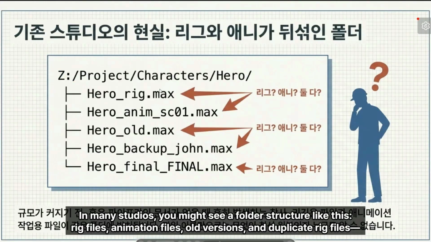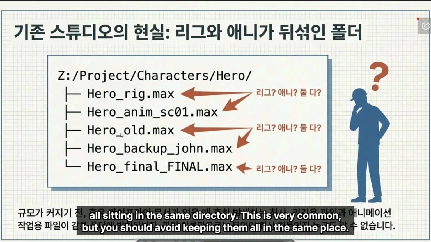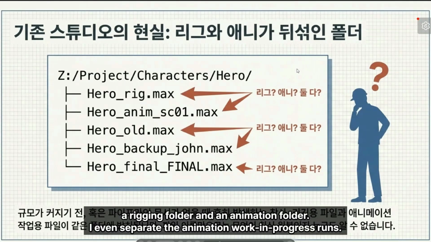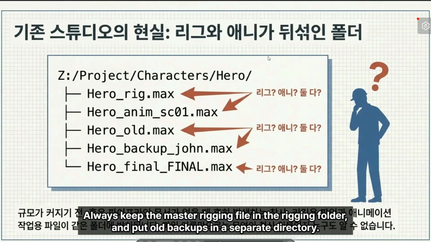In many studios, you might see a folder structure like this: rig files, animation files, old versions, and duplicate rig files, all sitting in the same directory. This is very common, but you should avoid keeping them all in the same place. Personally, I always divide them into two main folders: a rigging folder and an animation folder. I even separate the animation work in progress runs. Always keep the master rigging file in the rigging folder, and put old backups in a separate directory.